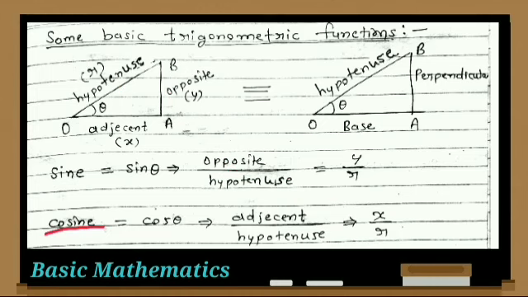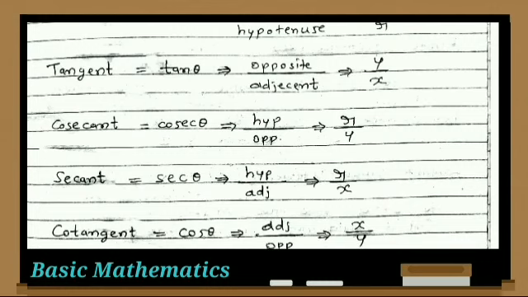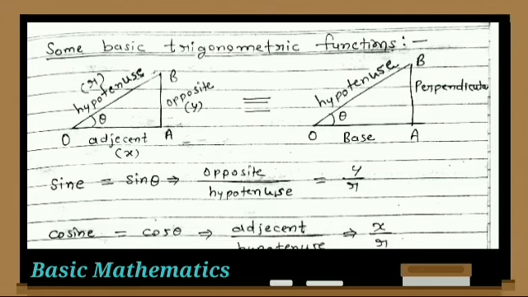Move to the next function, cosine. It is called cos theta. It is the ratio of adjacent and hypotenuse, where the adjacent is x and the hypotenuse is r, and it is called x upon r. Okay, the next function is tangent. It is also called tan theta. Theta is the input and tan is the function. It is represented by opposite upon adjacent, equals y upon x.